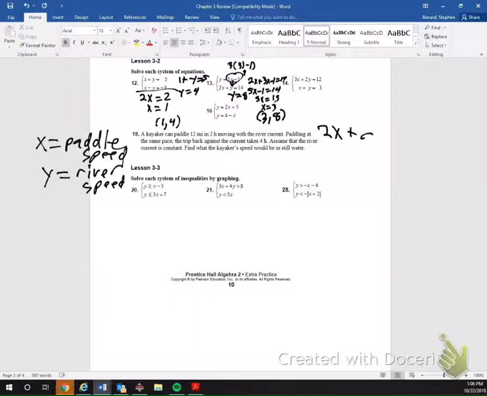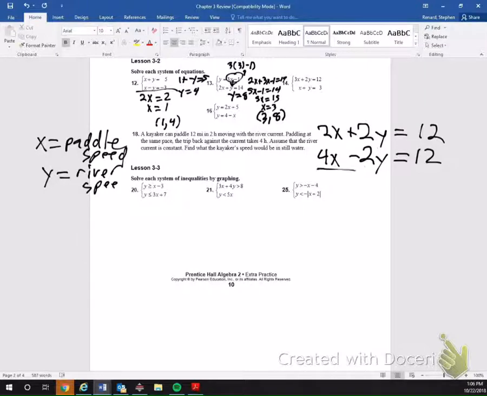So if I go two hours at my paddle speed plus 2 hours of river speed, I'm going to travel 12 miles. Now, to get back, it's going to take 4 hours of paddle speed minus 2 hours of river speed. And that's also going to equal 12. So those are my two equations there.